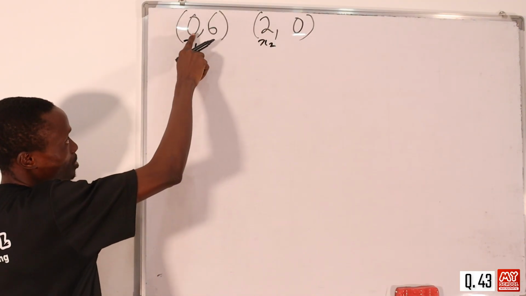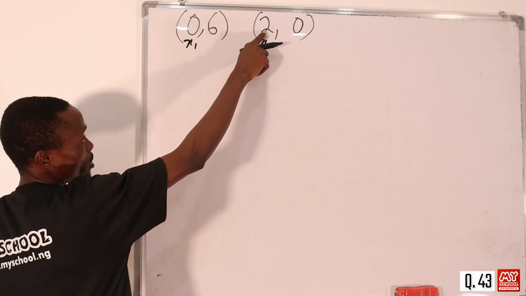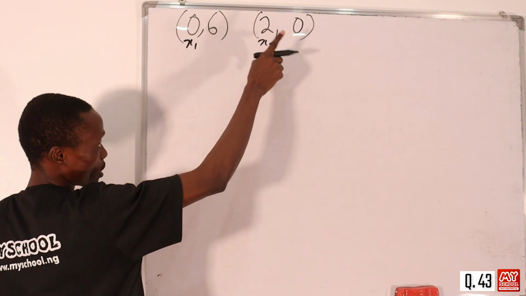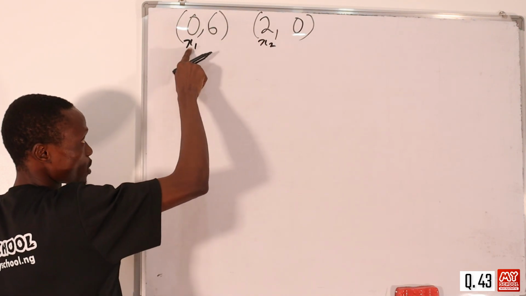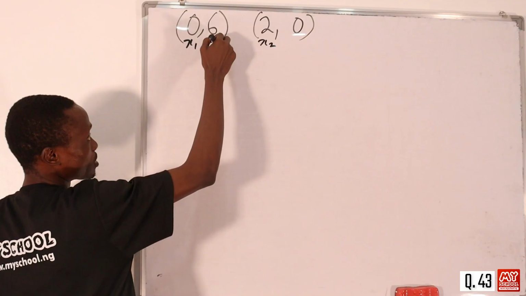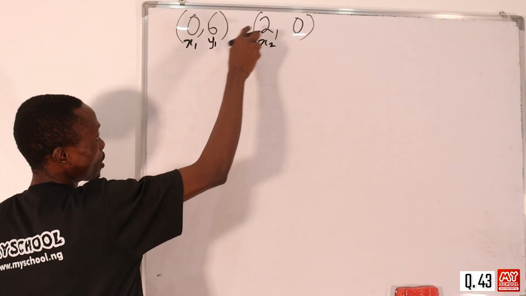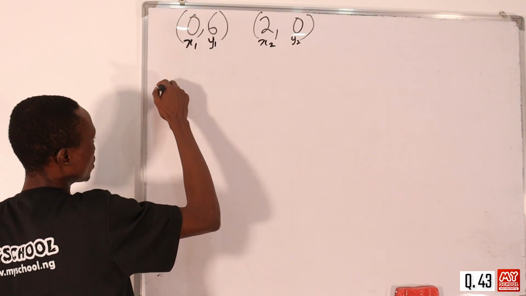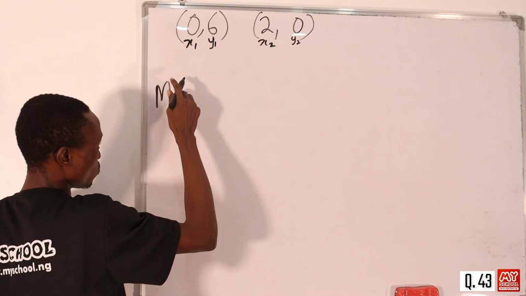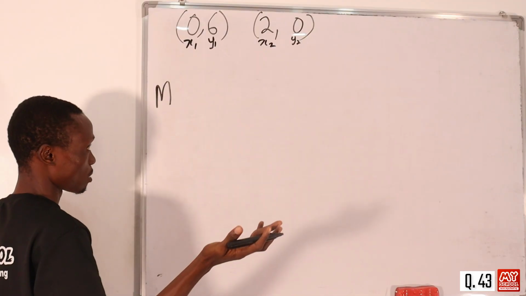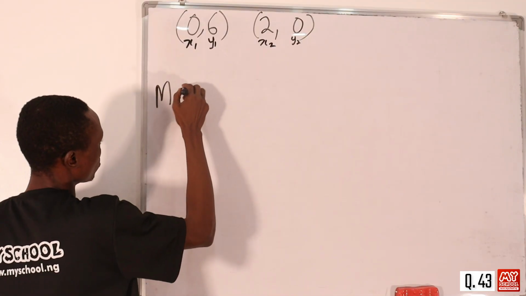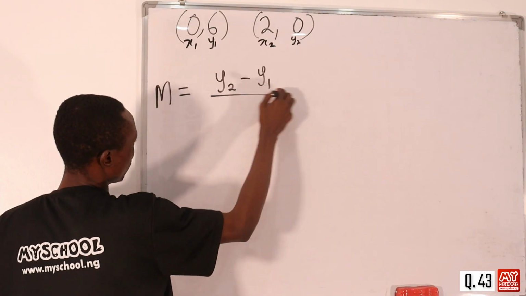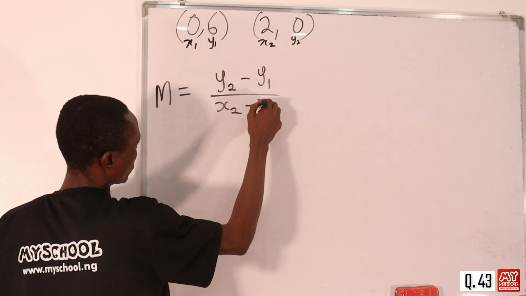Why? Because 0 is less than 2. So if you are counting, you first of all get to 0 before you get to 1. Okay, so take note of that. So if this is x1, then definitely this is y1, and this will now be y2. So it's just for us to get the value of m, which is the gradient of that graph.